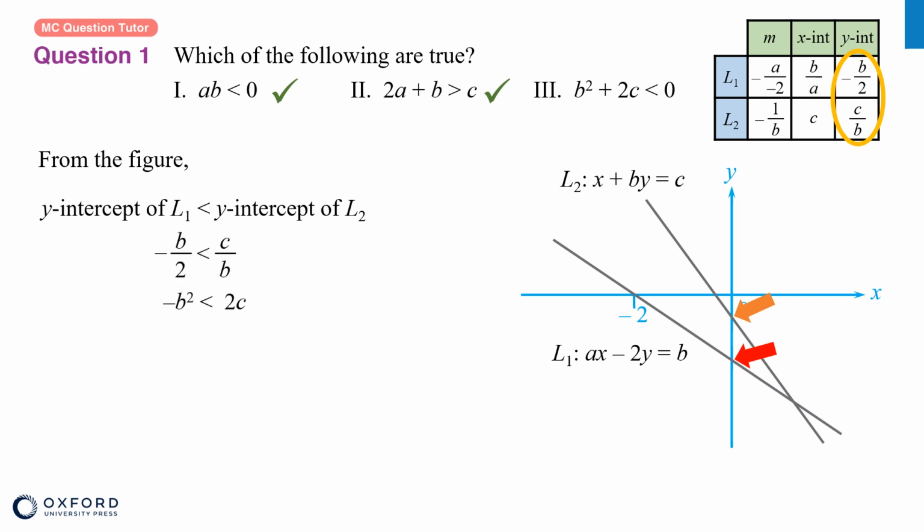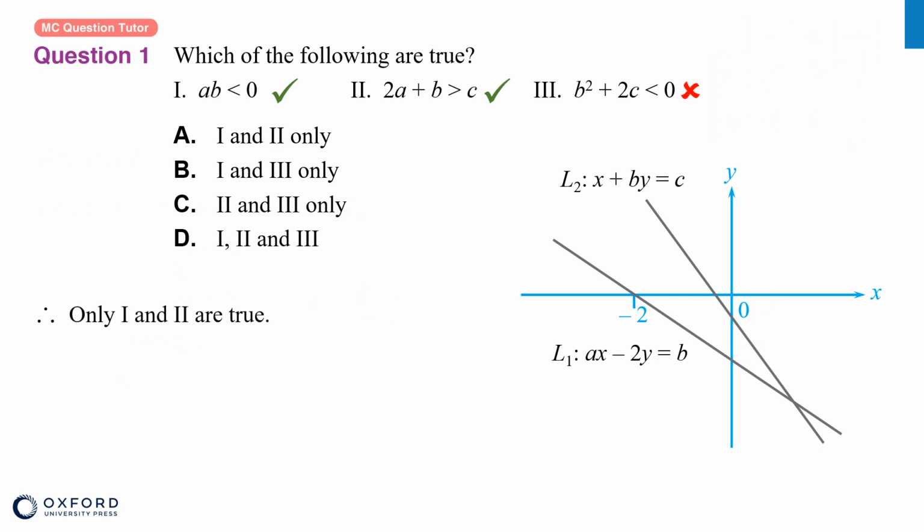simplifying the inequality by multiplying 2b on both sides. Since b is greater than 0, the inequality sign remains unchanged. And then we have b squared plus 2c is greater than 0. That means inequality 3 is not true. Only inequalities 1 and 2 are true. Therefore, the answer is A.